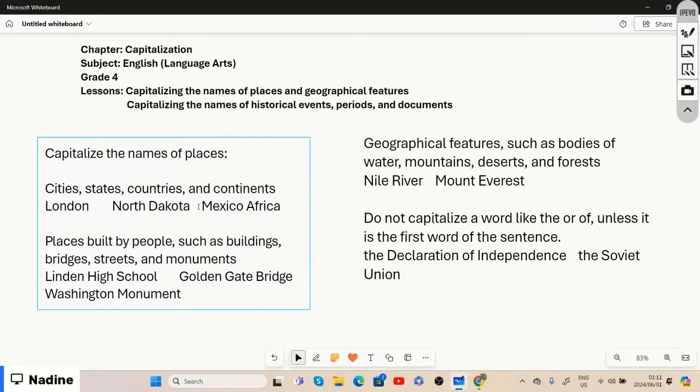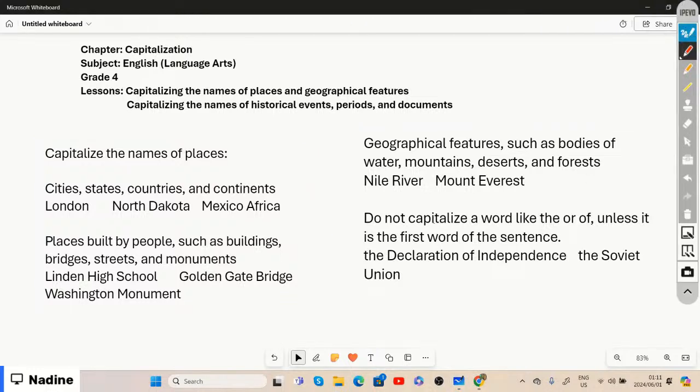All right. So if we look at specific places, we can say it is London, New York, it can be North Dakota, Mexico, Africa, New Mexico, it can be Asia, Africa, right? Those are all words that need to be capitalized. Capitalize the names of those places. And then we also have names of places, right? But it is built by people.